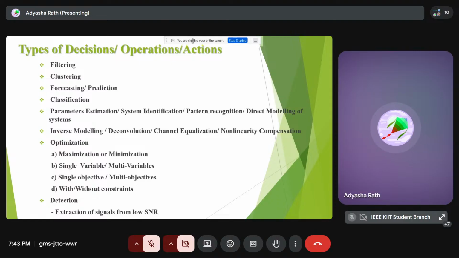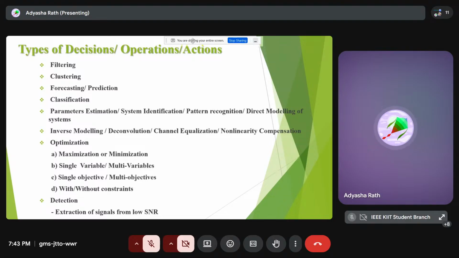Then coming to inverse modeling. Inverse modeling is also called inverse problems, deconvolution, channel equalization or nonlinearity compensation. It refers to the process of determining the input parameters or the condition of the system by analyzing its observed output or response. So it is working backward from the observed data to find the factors that produced those observations.